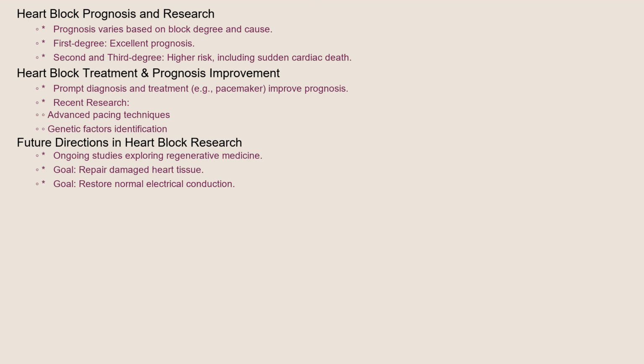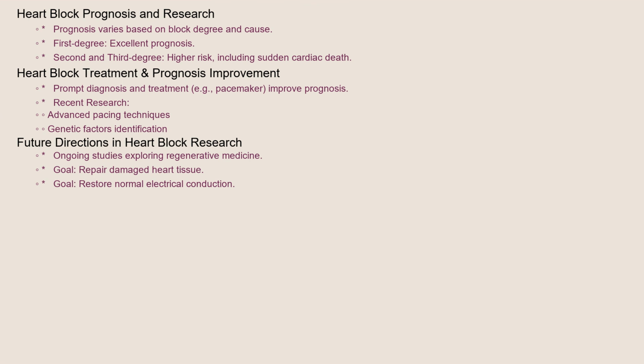The prognosis for heart block varies widely depending on the degree of block and the underlying cause. First-degree heart block generally has an excellent prognosis, with little impact on life expectancy. Second-degree heart block, particularly Mobitz type II, and third-degree heart block carry a higher risk of complications, including sudden cardiac death. However, with prompt diagnosis and appropriate treatment, such as pacemaker implantation, the prognosis can be significantly improved.